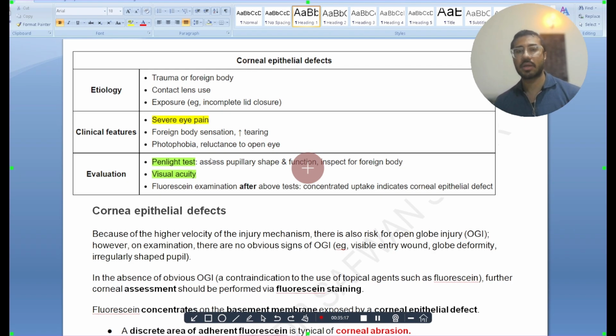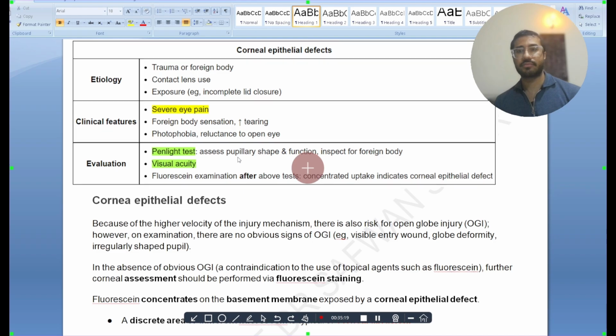It's not that complicated. It's really basic. Penlight test: assess pupillary shape, function, and inspect for a foreign body. Visual acuity, fluorescein evaluation. Fluorescein examination after the above tests. Concentrated uptake indicates corneal epithelial defect. So if you have a corneal laceration, just be sure that the epithelium is not present. So fluorescein is going to be adherent to the basement membrane.